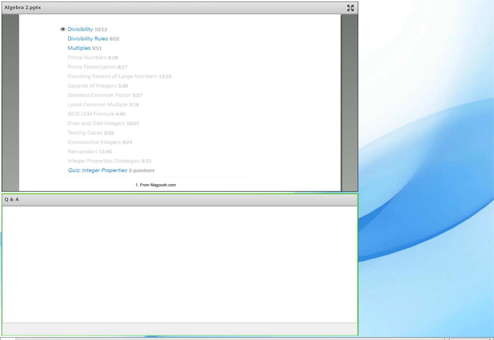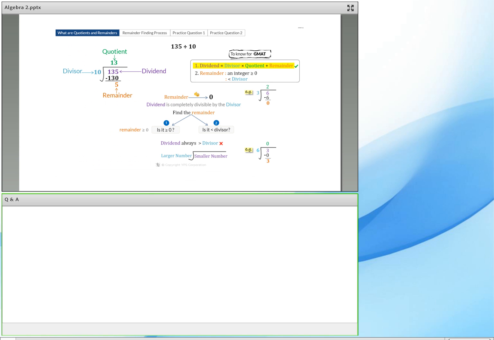Now compare this to another popular course by Magoosh, and what you're going to find is that, hey, it's not as comprehensive. You just have 2 lessons on divisibility. There is no provision for feedback, and let's look a bit more in detail into it.